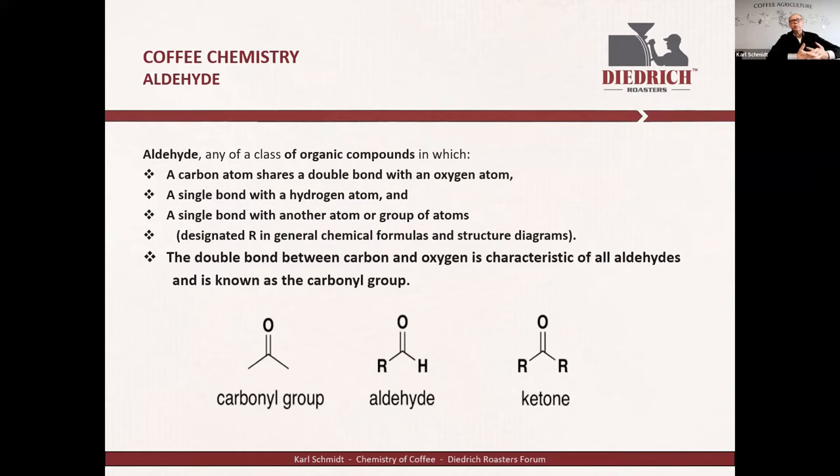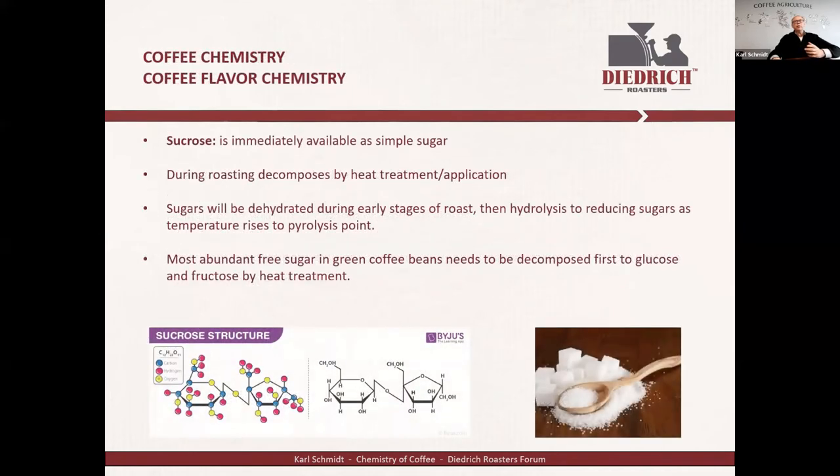And as you can see, there's a difference between the aldehyde and the ketone. Those are very important structures, formulas, to understand the difference between a reducing and a non-reducing sugar. That brings us to the most abundant sugar within the process, a simple sugar, abundantly available, which is the table sugar, and it is a non-reducing sugar. It is immediately available for processing. During roasting, it decomposes by heat and treatment application, and the sugar will be dehydrated during the early stages of the roast and then hydrolyzes into reducing sugars as temperature rises to the pyrolysis point.